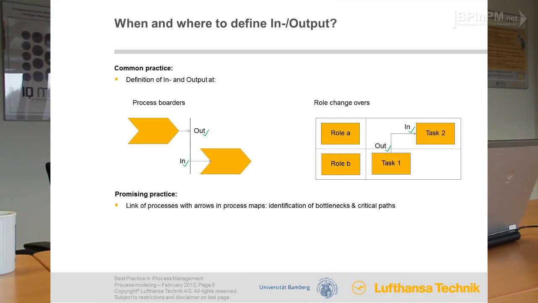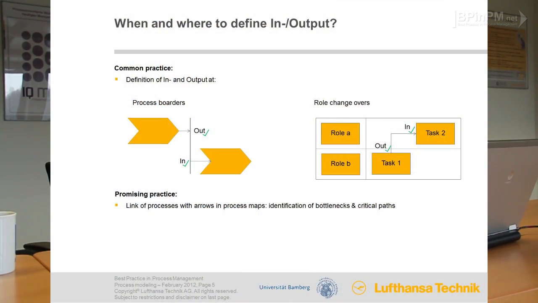We could identify that common practice is first to identify input and output when the process changes. At the borders, yes, when you switch from one process to another, and within the processes, input and output was described whenever responsibilities change, so tasks are performed by different roles. There was even one example where you were not able to link two processes as long as the input doesn't match the output of the other process.